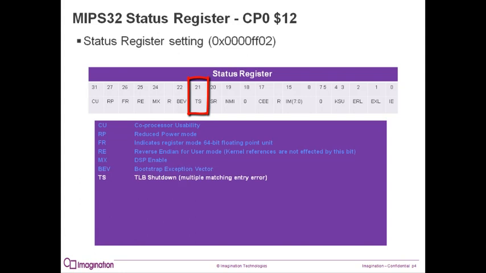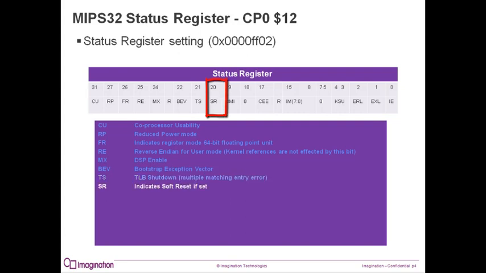The TLB shutdown bit is set by the processor when it detects an attempt to create a duplicate TLB entry. It will also generate a machine check exception. The exception routine should correct the condition and can clear this bit. This bit should be cleared to initialize it.